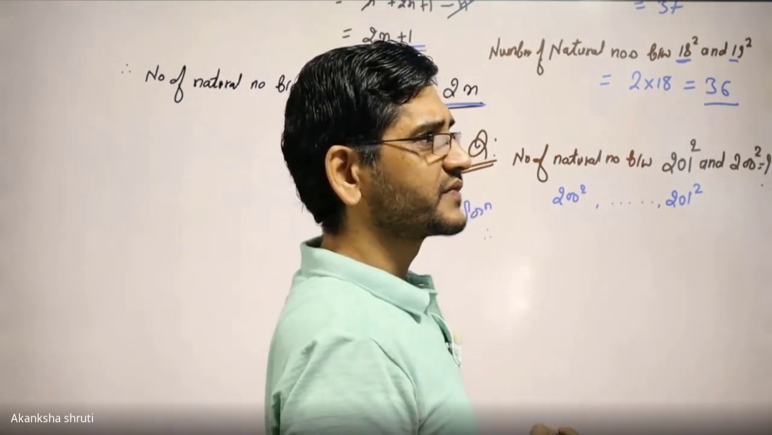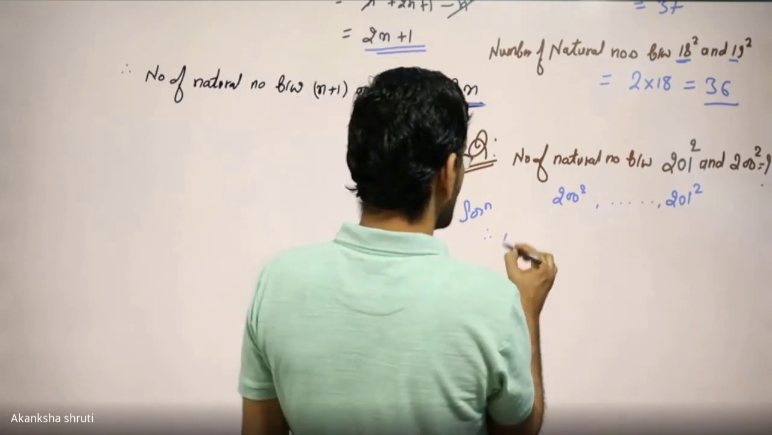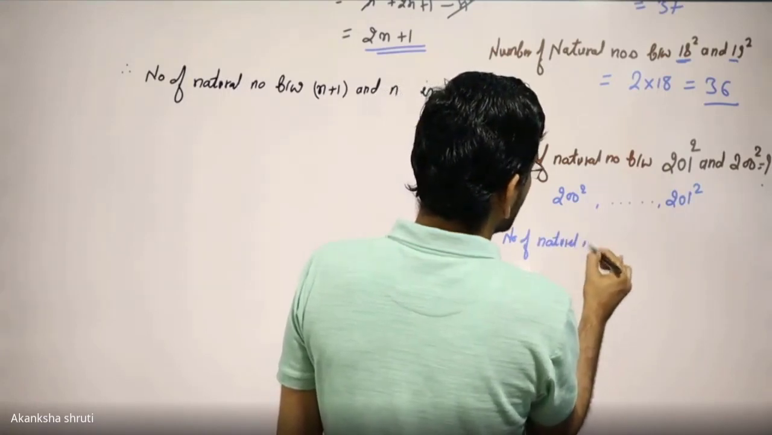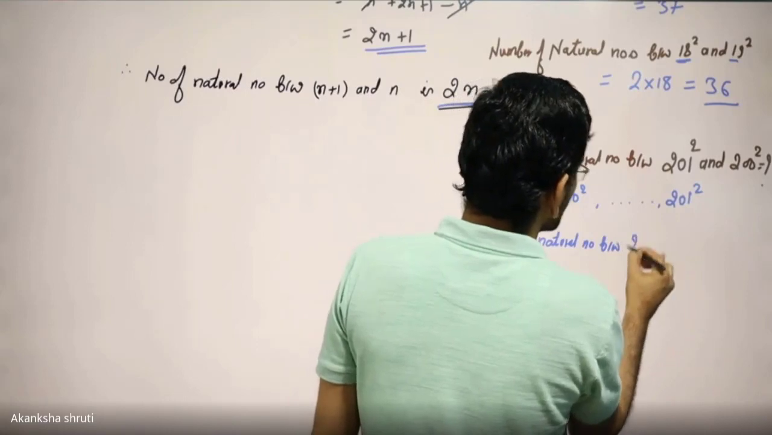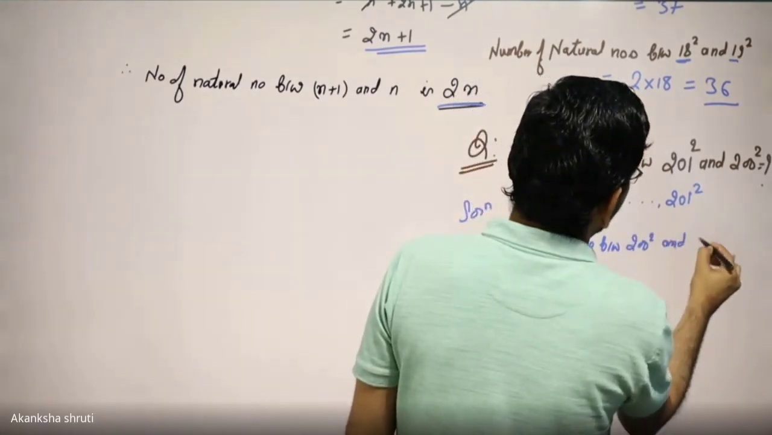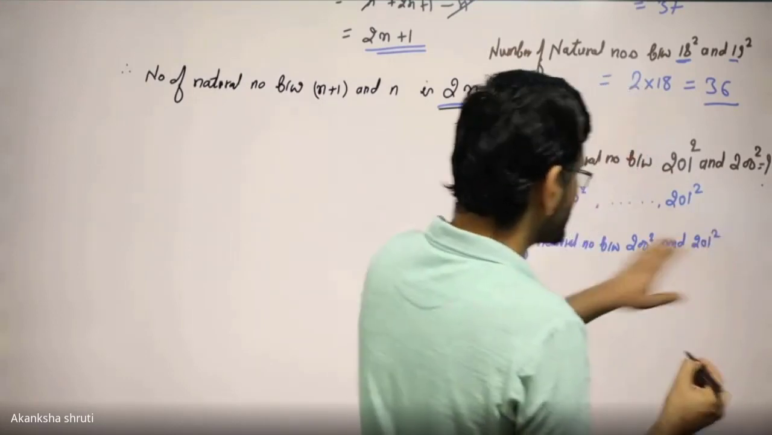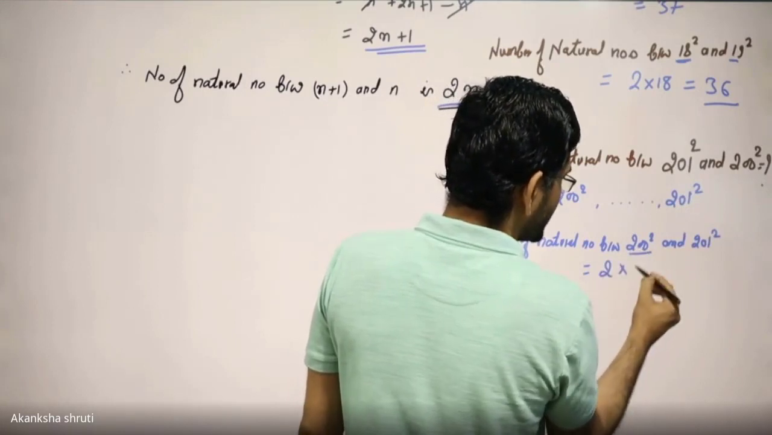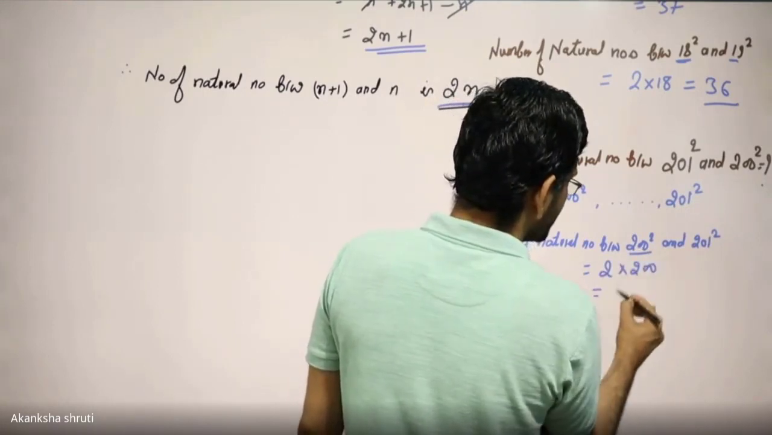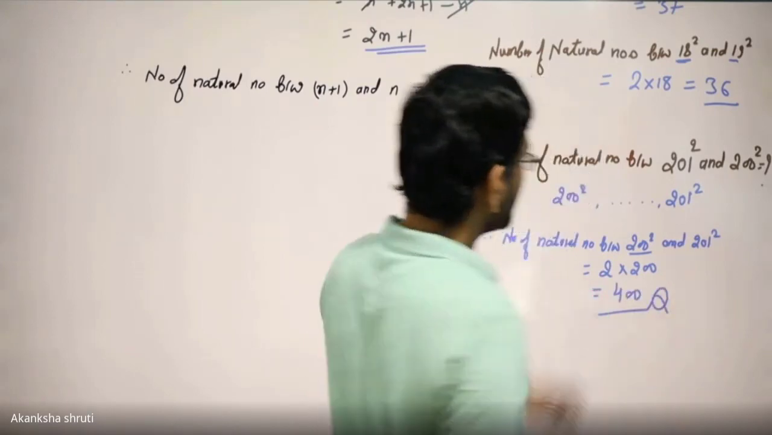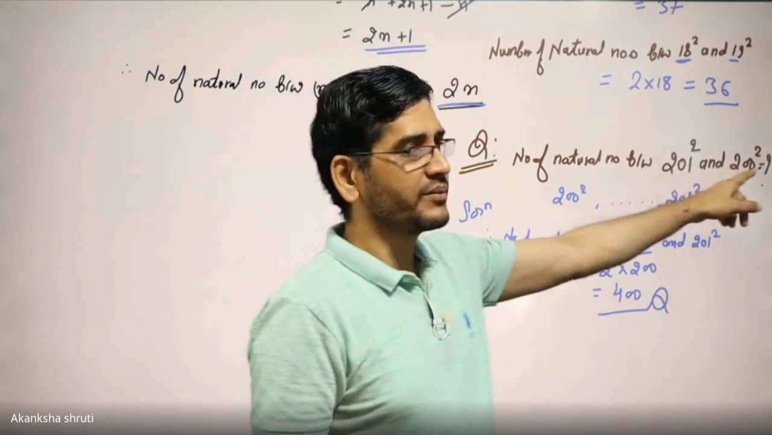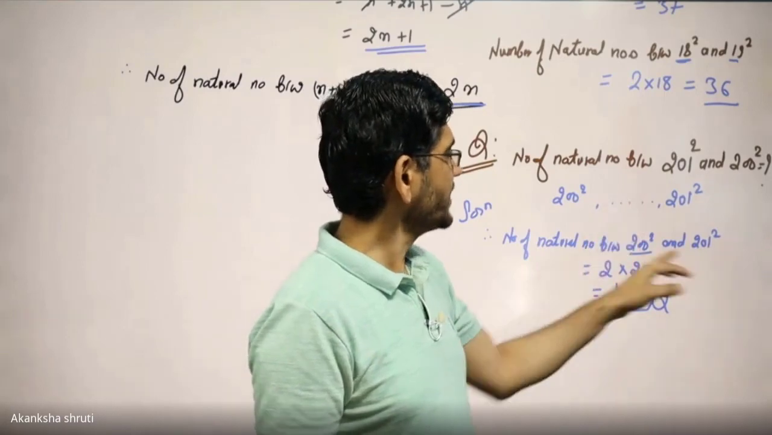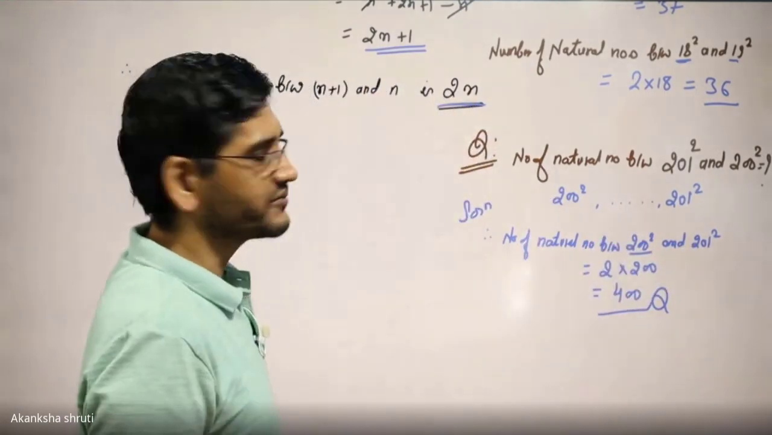Students, so the solution is very simple. The number of natural numbers between this 200 square and 201 square, or you may write 201 first and 200 next, is equal to twice multiplied by the smaller number. It is our 200, so it is 400. Okay, students? So from here you are able to feel that writing these numbers and getting it is quite difficult, but just by knowing this formula we can get it very easily.